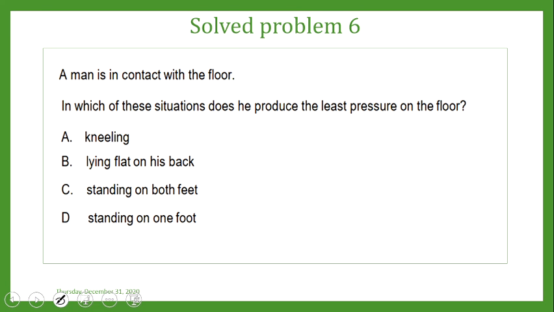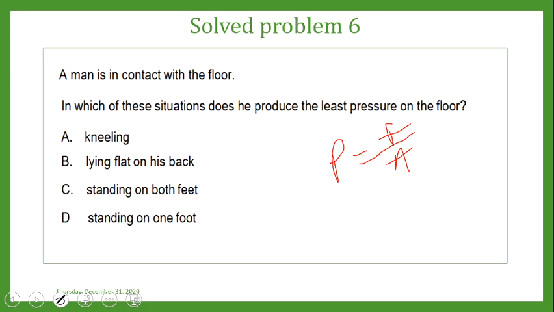And the last question that we have here is, a man is in contact with the floor. In which of these situations does he produce the least pressure on the floor? Now, for us to answer this question, we still go back to our formula. Pressure is force over area, which shows that pressure is inversely proportional to the area, or pressure is directly proportional to the force. But if you look at all the options I have here, kneeling is independent of force. Lying flat on his back, independent of force. Standing on both feet is the same person. Standing on one foot is still the same person. So meaning the force is constant. The weight of the person is constant, the same.